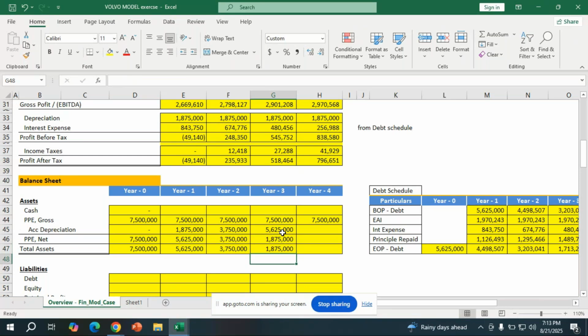Again for year 4, equals to current year depreciation plus previous year's depreciation equals to gross minus net. Gross minus your depreciation, arrive at the net value equals to your cash plus. So like this, you're going to arrive at your which side? Your asset side. So quickly finish it off and then move on to the liabilities part.